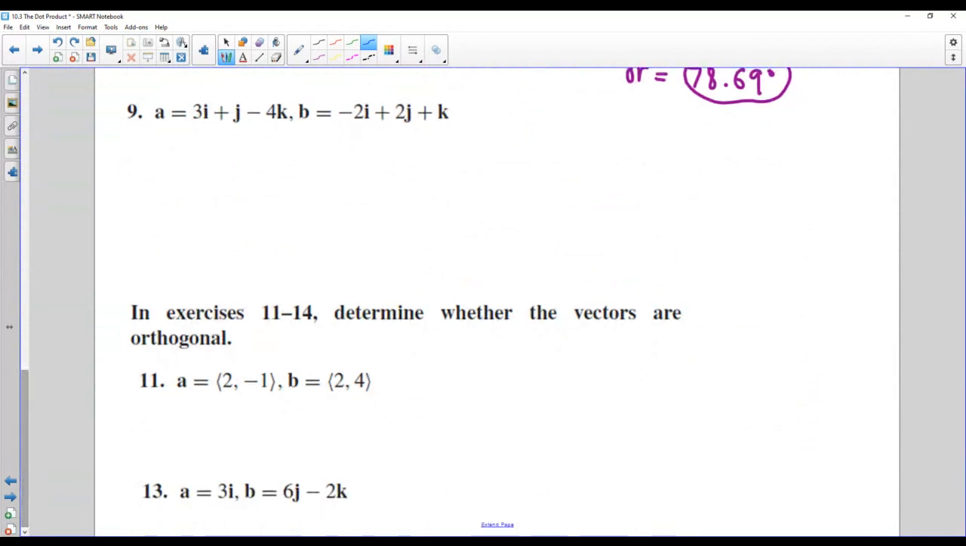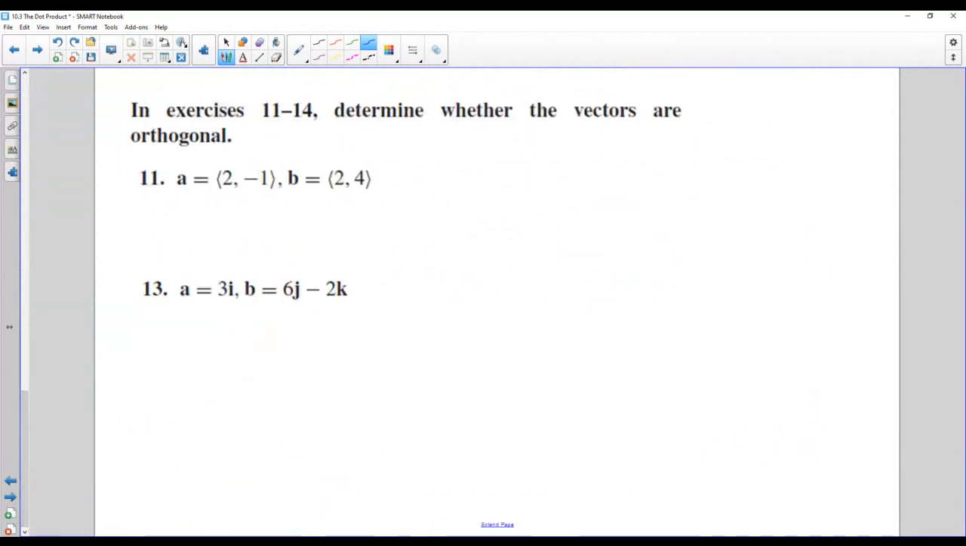Now, 11 to 14. I want to know whether these vectors are orthogonal or not. Determine whether the vectors are orthogonal. So I need to find the dot product. If the dot product is 0, then they are orthogonal. If not, they are not orthogonal. So A, B. I think AB is 0. It's 0 here.